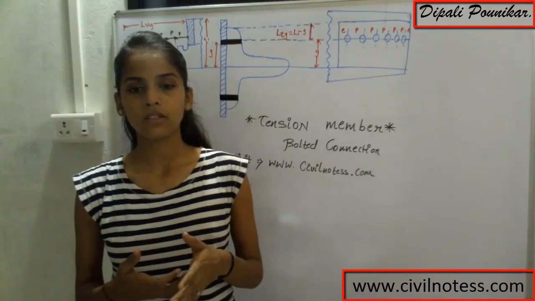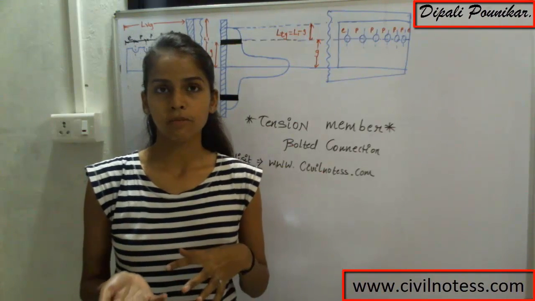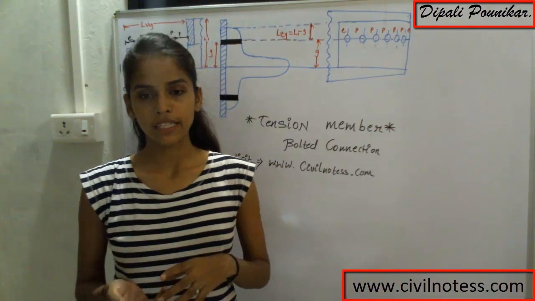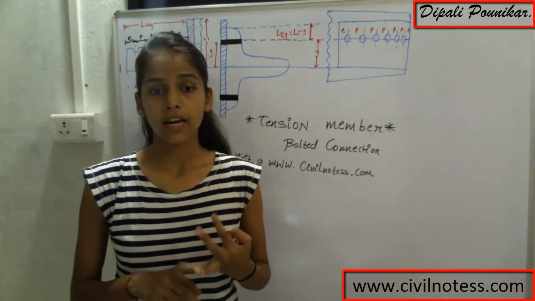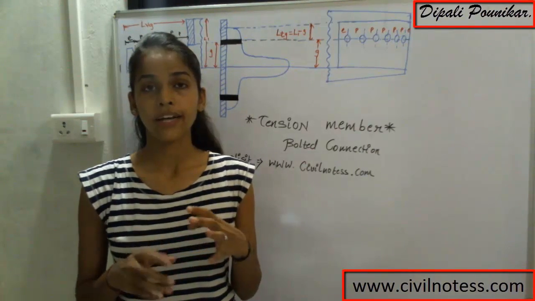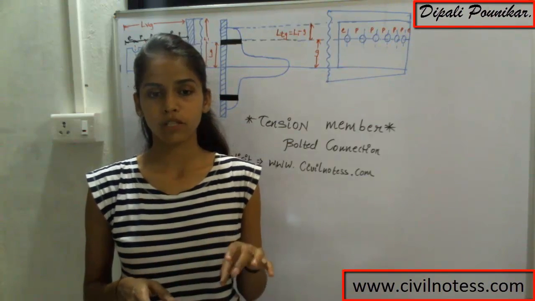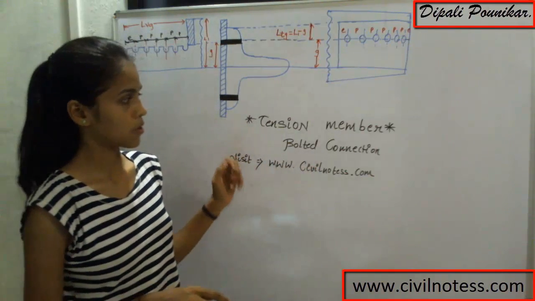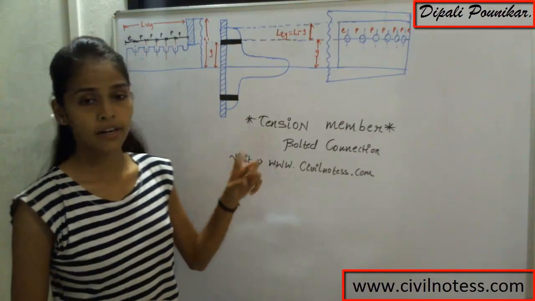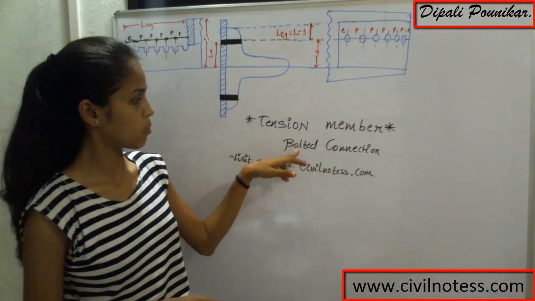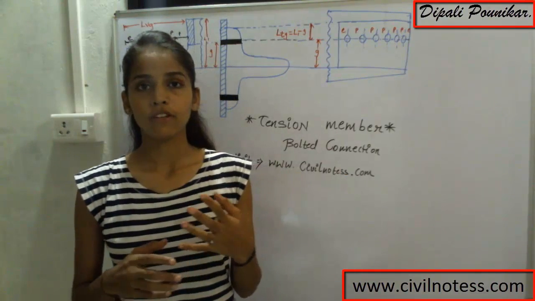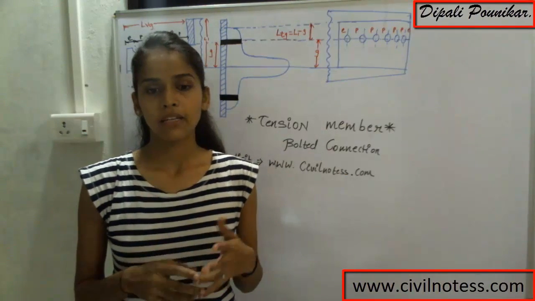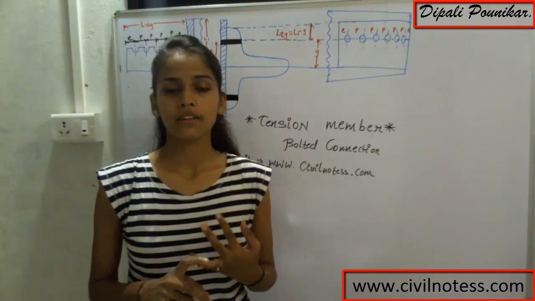Basically, today we are going to learn what exactly a tension member is, how to determine the TD, and if the TD fails, what measures we have to take. Right now I have one numerical, which is based on the tension member and also on the bolted connection. You have to determine the TD by using IS code 800-2007.